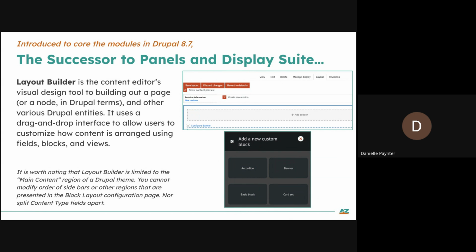Much the same, if you use paragraphs in the content type itself as its own field, and you have 3, 4, 5, 6 of those, you won't be able to actually split those apart. It is all one big clumped up field that stays together through the whole thing.